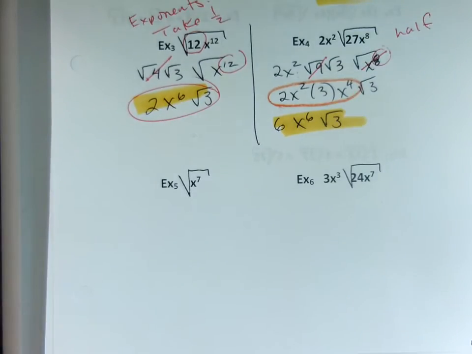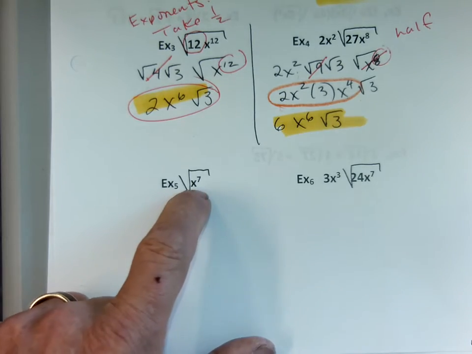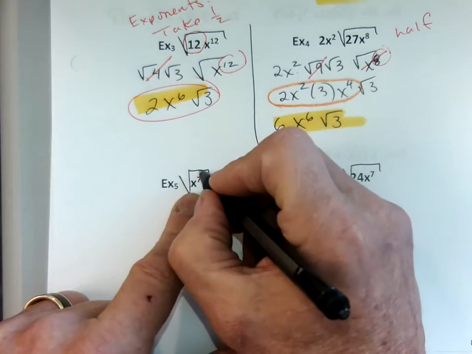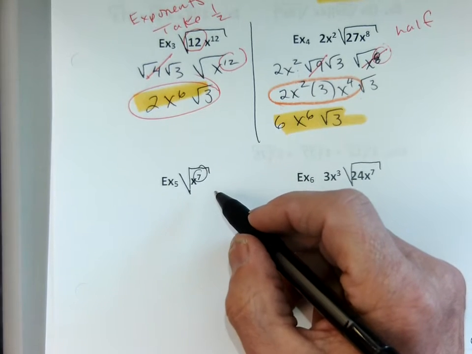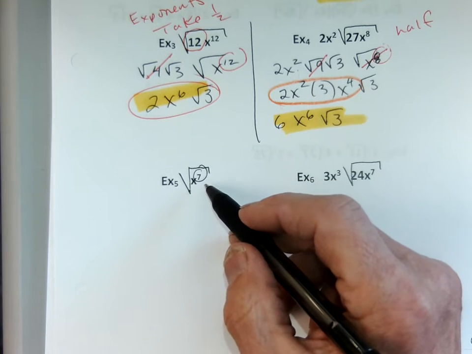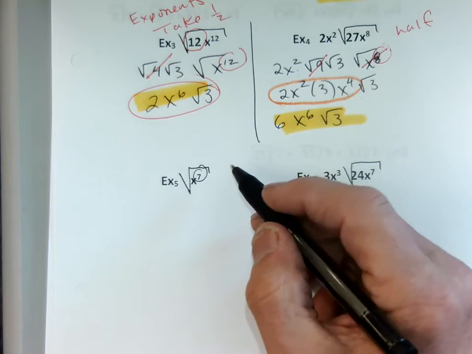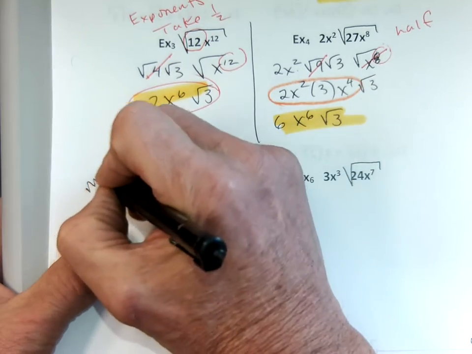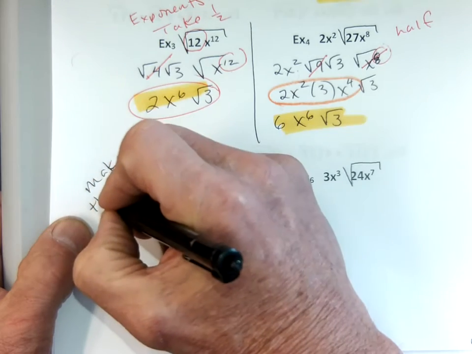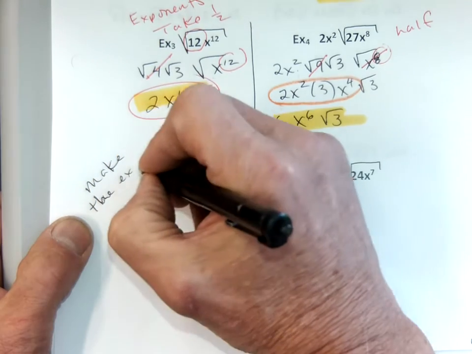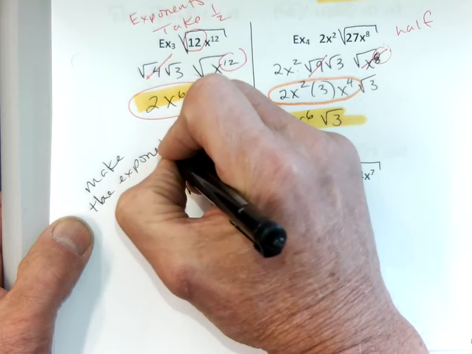All right, example 5. If you don't have an even number, you can't take half of it. I want to take half of this, but then I get a 3.5, and I don't want a 3.5. So what we're going to do is take 1 away. We're going to make it even. We're going to make the exponent even.